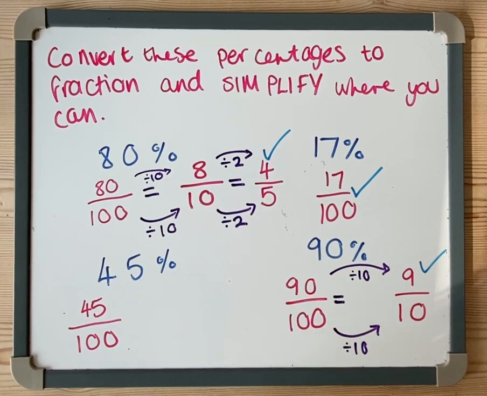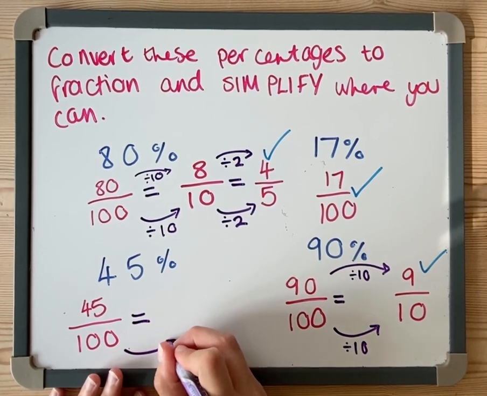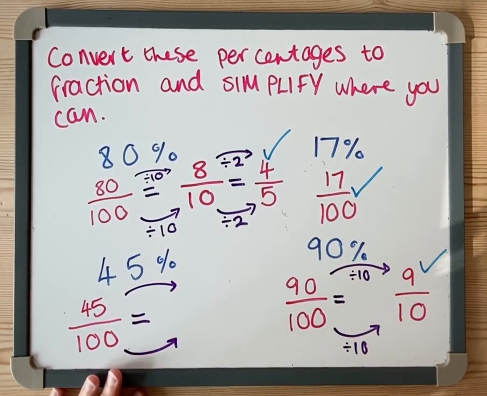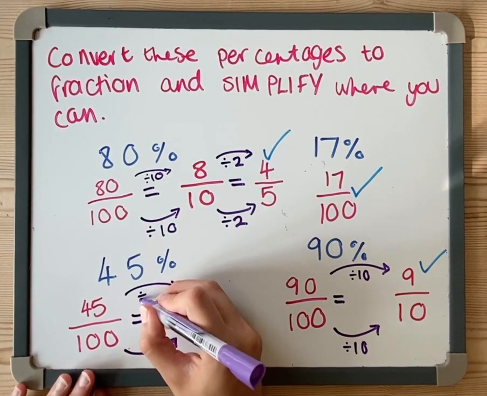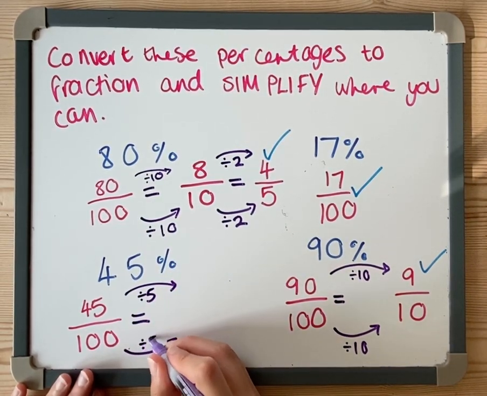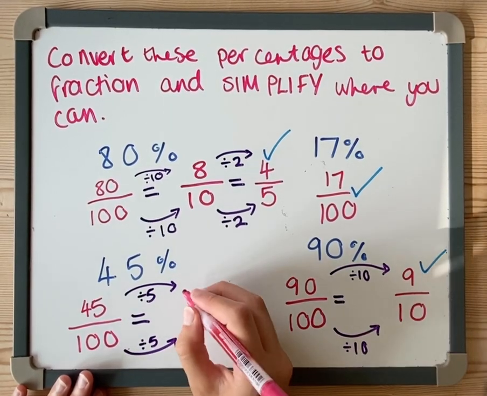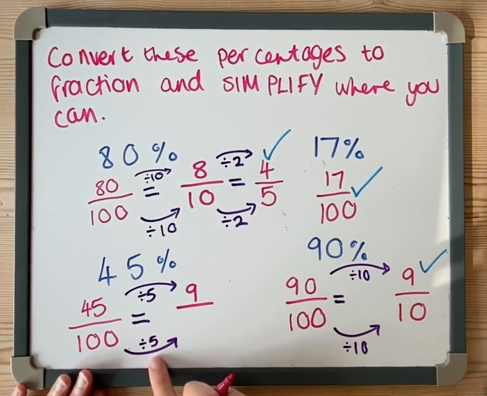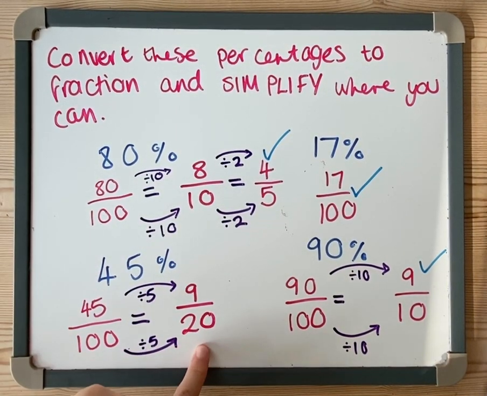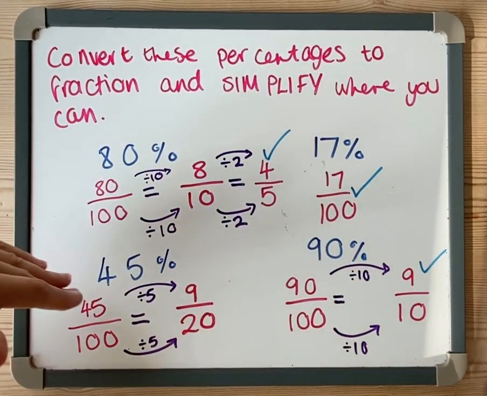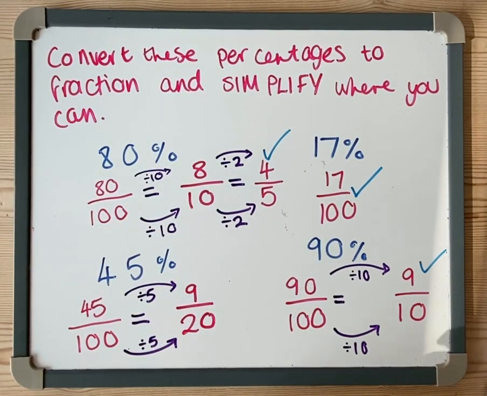Our last one, 45 over 100 over here, we can simplify it. Is there anything I can divide? What do you think I can divide 45 and 100 by? The hint is this ends in 5 and this ends in 0. If you said divide it by 5, you are correct. 45 divided by 5 is 9. And 100 divided by 5 is 20. So 45% is 9/20. Okay, so we have converted these percentages into fractions and we've simplified where we can.